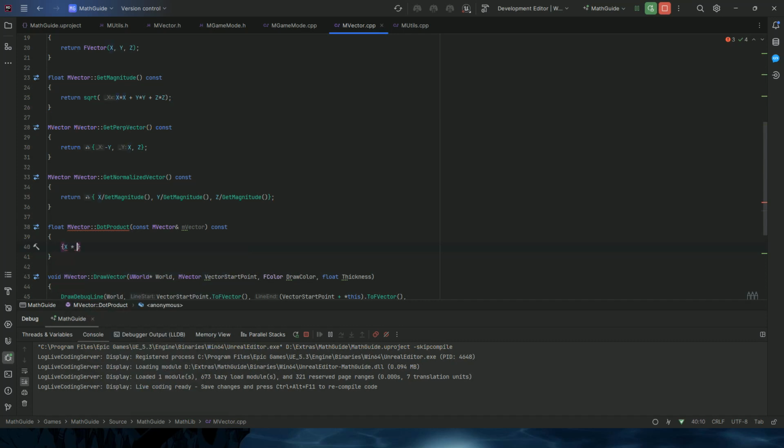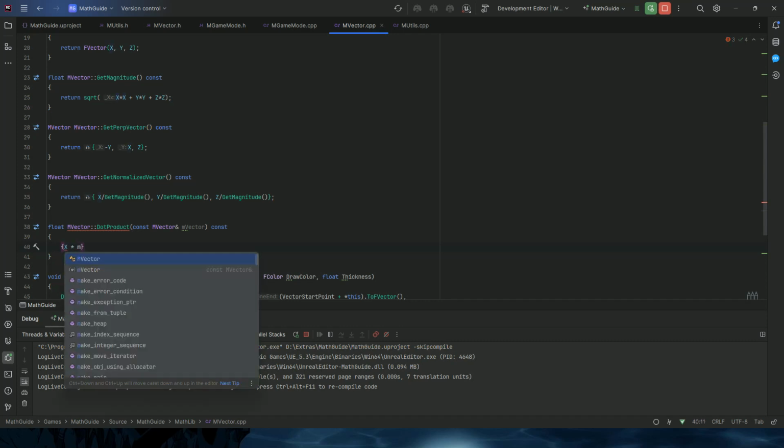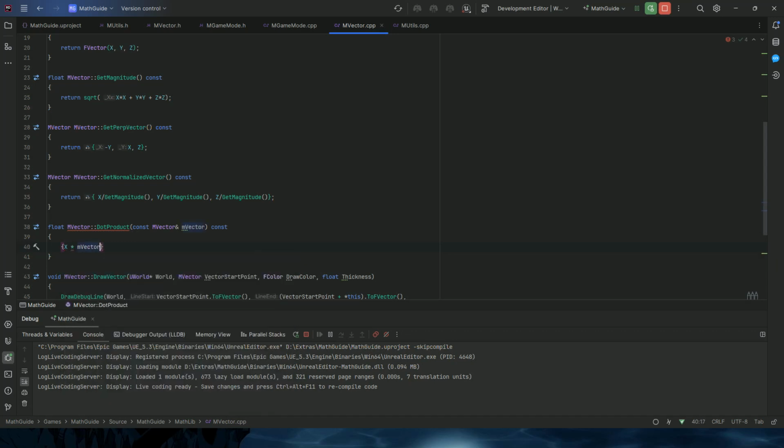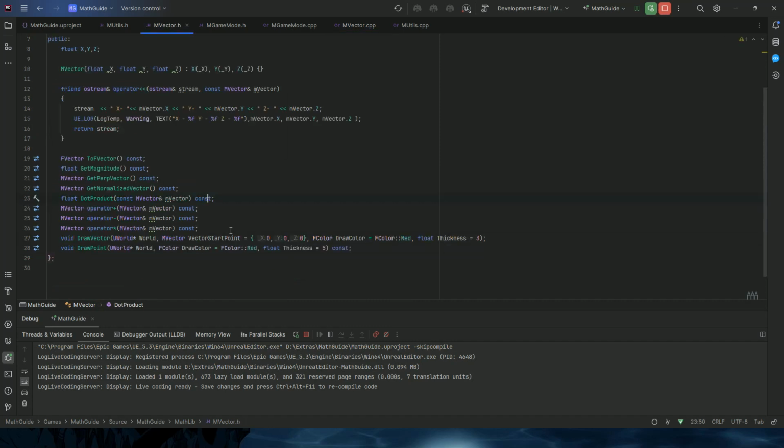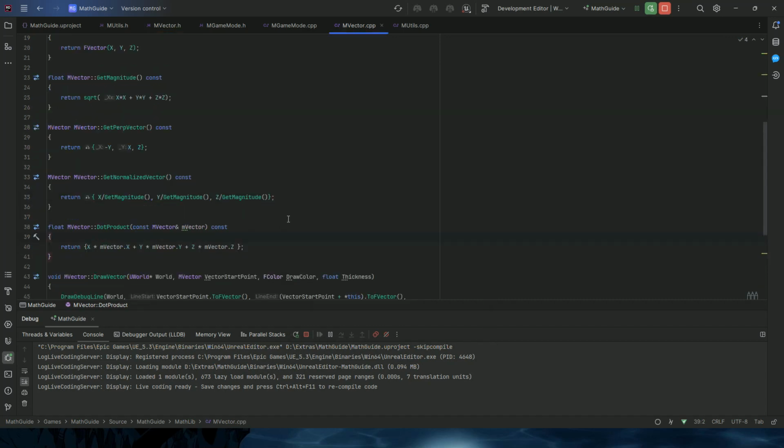Alt enter, generate definition. It is quite simple. X into vector dot x. Add. I will just duplicate it. This will be z, this will be z, this will be y, and this will be y. Okay, it will be written. Okay, perfect.